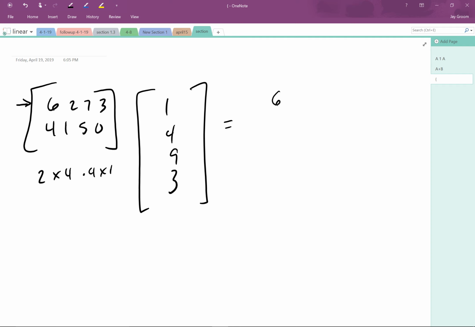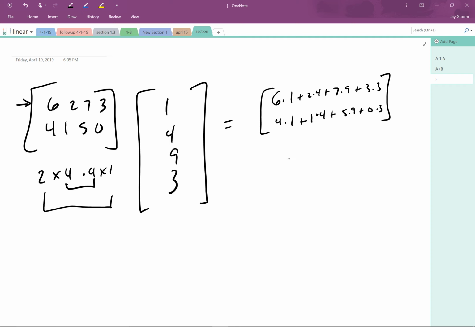So it's going to be 6 times 1 plus 2 times 4 plus 7 times 9 plus 3 times 3. That's going to be my top row. My bottom row, 4 times 1, 1 times 4 plus 5 times 9 plus 0 times 3. And when I'm all said and done, I have a 2 by 1 matrix. These have to match. Those outer 2 will be our new matrix dimensions.